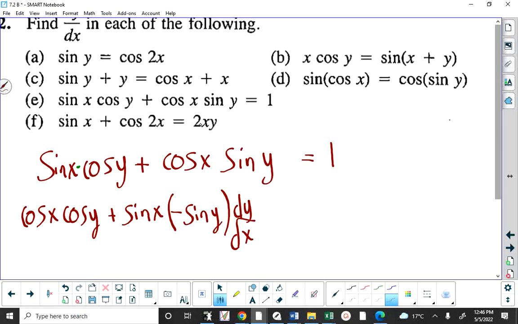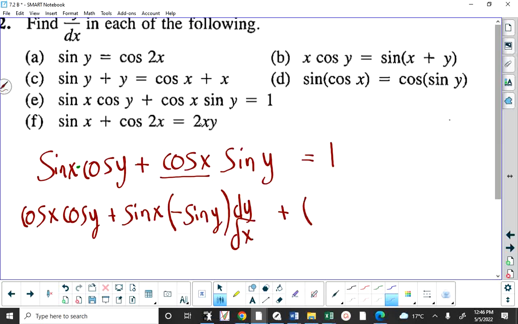You know, if it were just cosine of x, we would just write negative sine of x. But because it's not cosine of x, it's cosine of a function of x, we have to multiply by the derivative of that. You can think of that as being the implicit differentiation rule. You can think of it as the chain rule. It doesn't really matter.